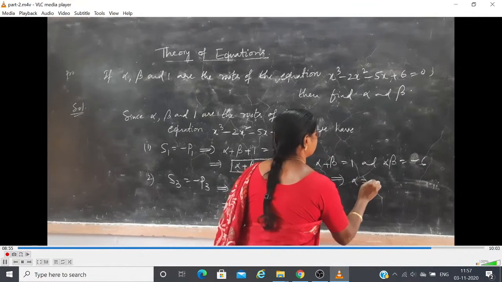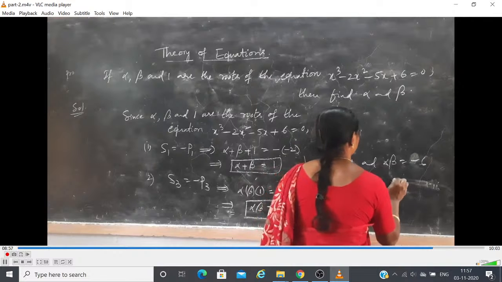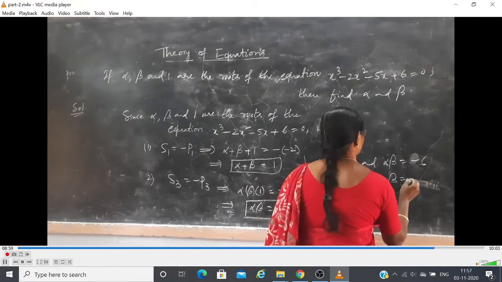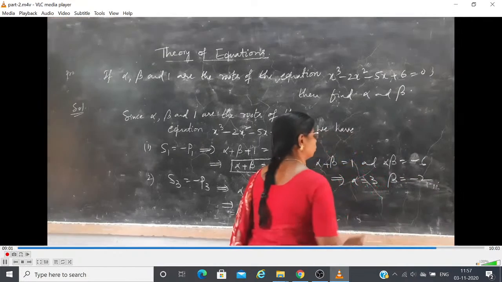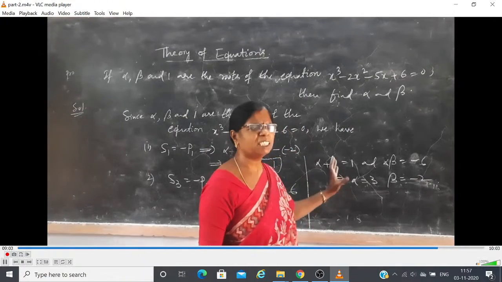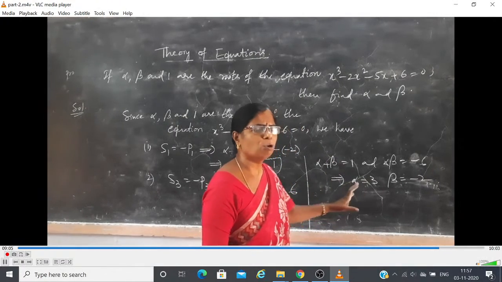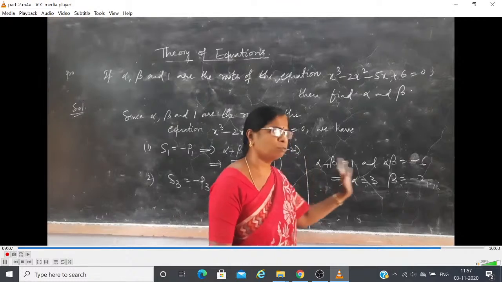Implies alpha is equal to 3. Beta is equal to minus 2. By guessing, that's all you can write. Don't write more, there is no need to write that.